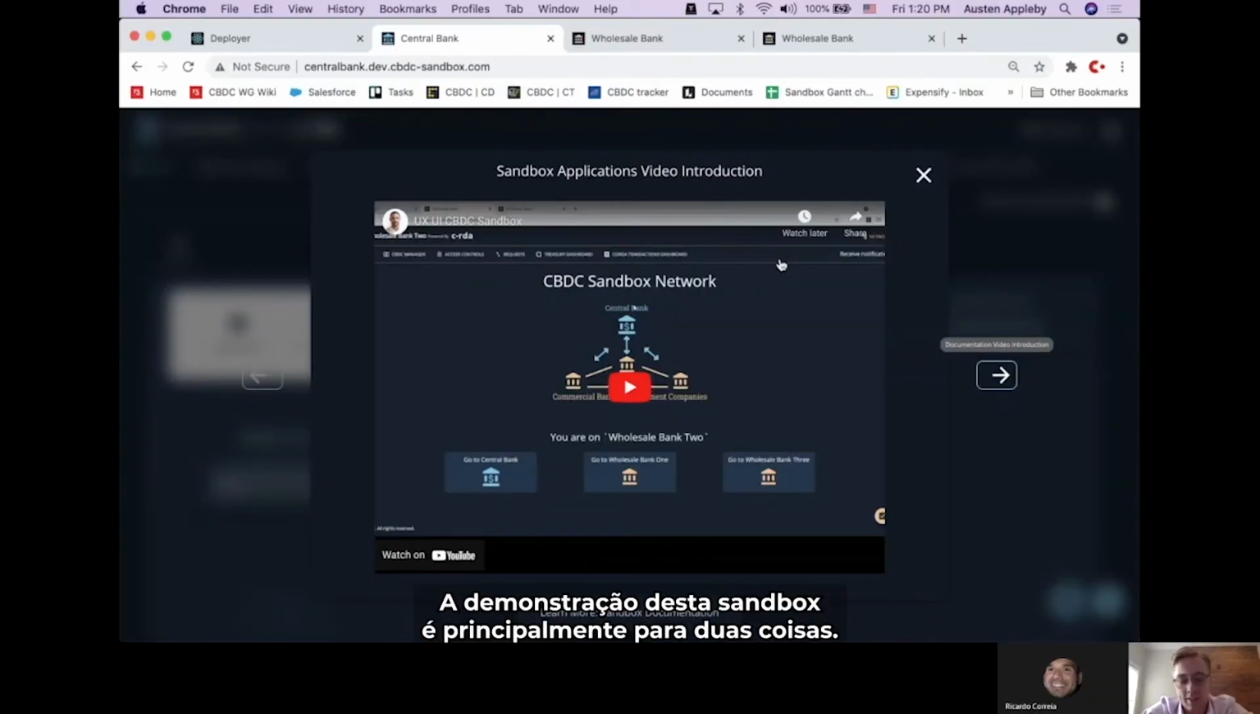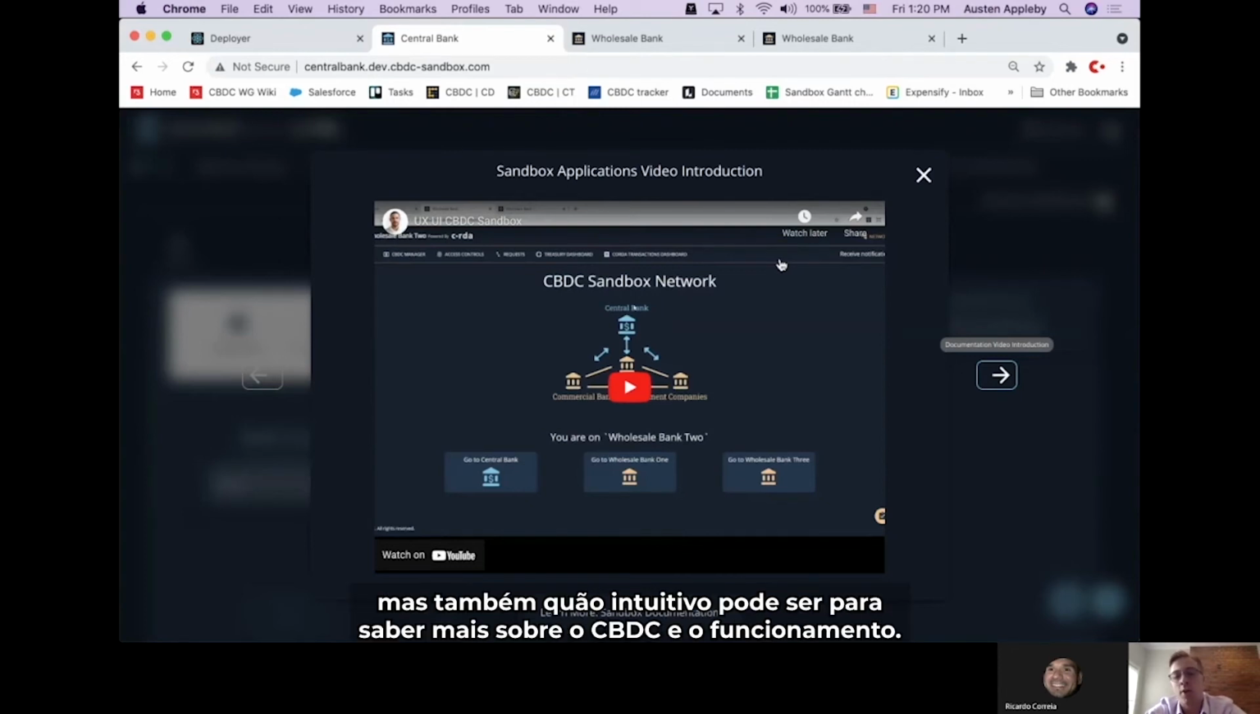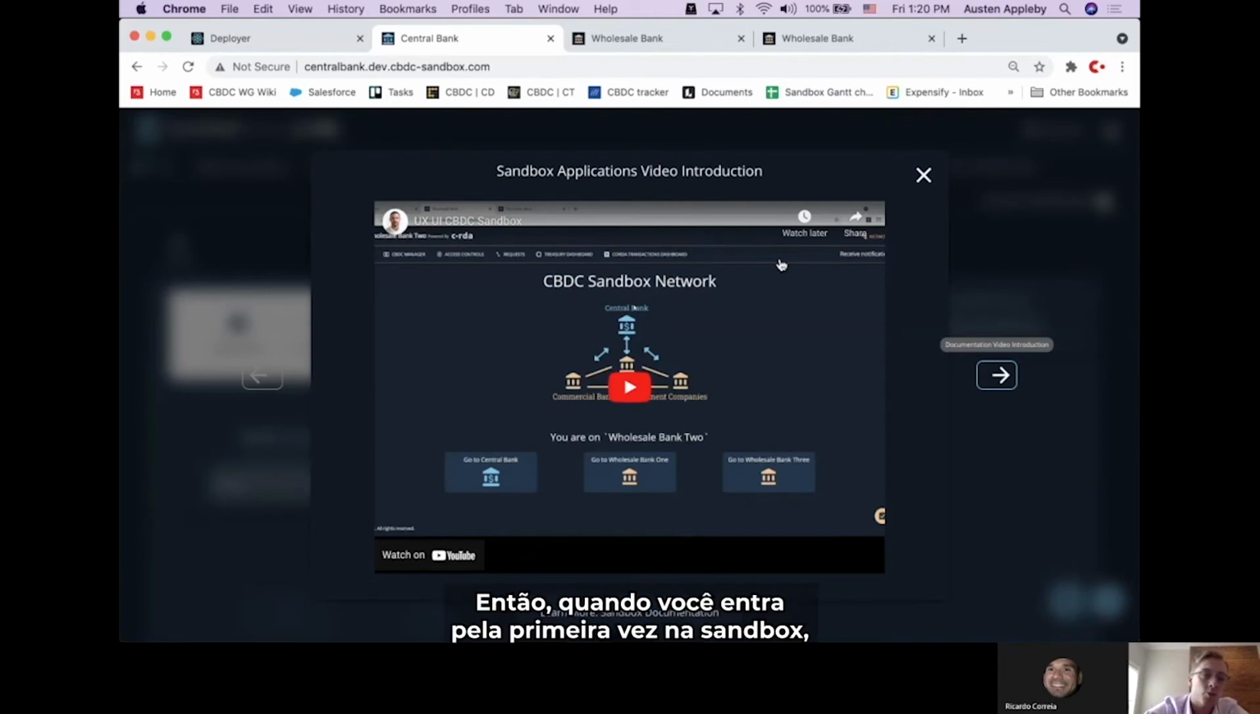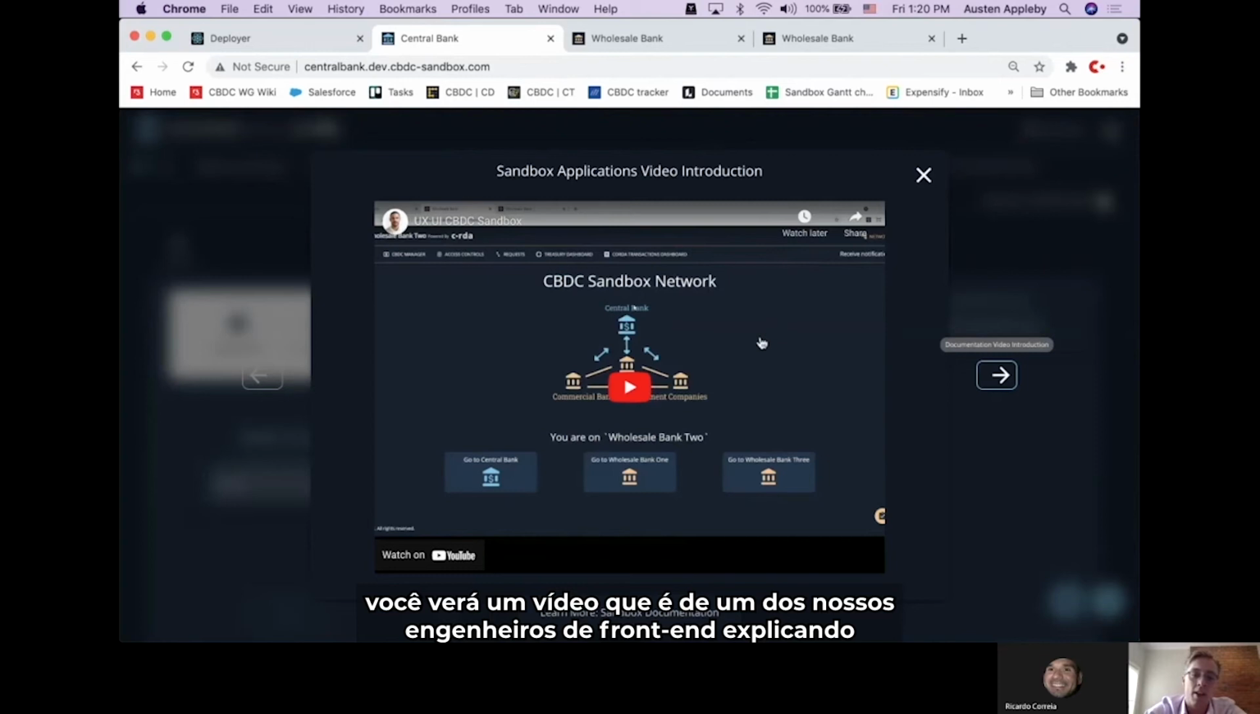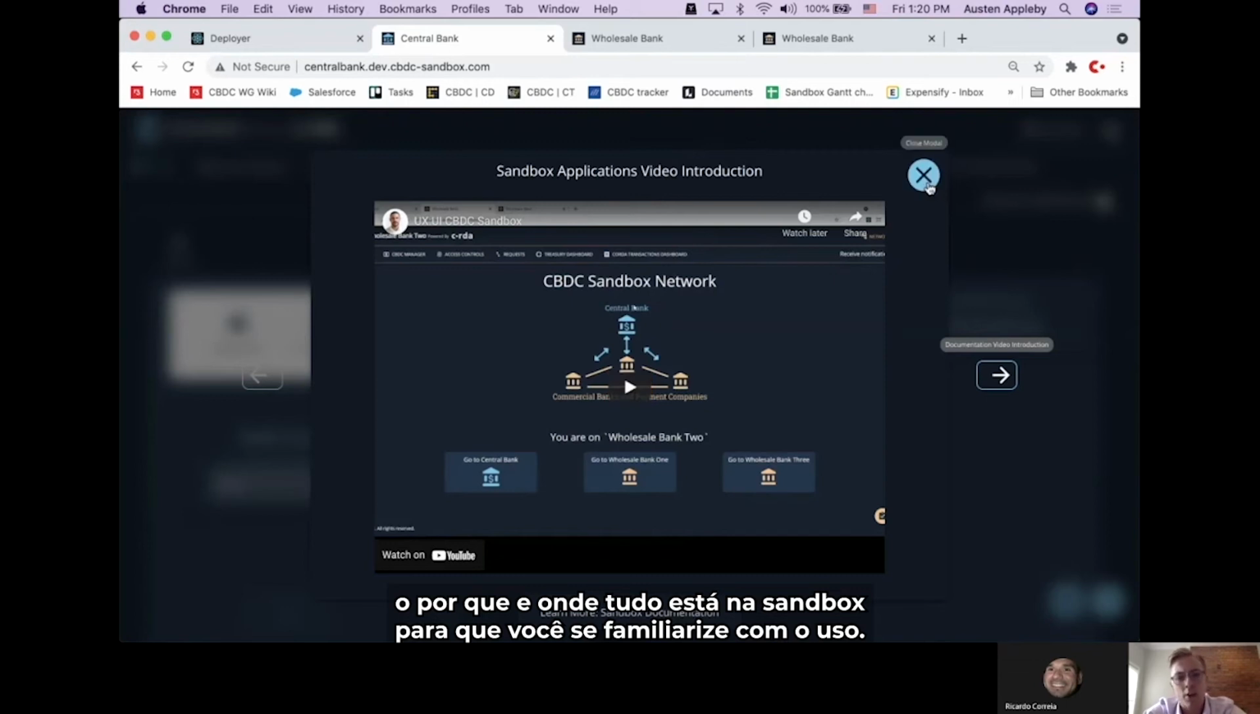The demonstration of this sandbox is primarily for two things. One is to show the impact CBDC on DLT might have in your region, but also how intuitive it can be to learn about CBDC and how it operates. So when you first enter the sandbox, you'll be prompted with a video that is one of our front-end engineers explaining why and where everything is in the sandbox to get you acquainted with how to use it.